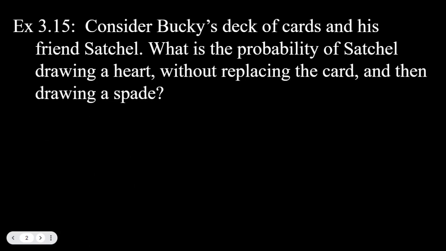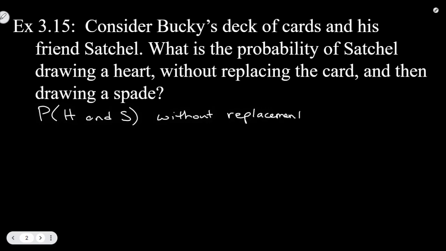Back to Bucky's deck of cards for example 315 and his friend Satchel. What is the probability of Satchel drawing a heart, then without replacing the card, drawing a spade? So we're going to have the probability of a heart and then a spade, and remember, this is without replacement. Our formula says that'll be the probability of getting hearts times the probability of getting a spade, given that they already got a heart.